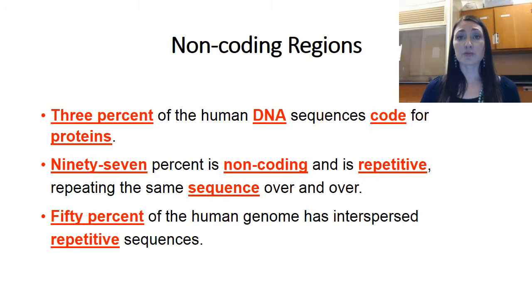We also have non-coding regions of DNA. About 3% of your DNA actually codes for a protein. So imagine that cookbook again. Imagine it has 100 pages. Only 3 of them will actually make recipes that will make food. The other 97 pages just have complete gibberish. It's not usable. You can't make anything from that. That 97% is non-coding, and it tends to be fairly repetitive, repeating similar sequences over and over and over. 50% of the genome has these repetitive sequences interspersed throughout. It's not like you would look at the very beginning of DNA and find all those repetitive sequences, or the very end. It's going to be throughout.